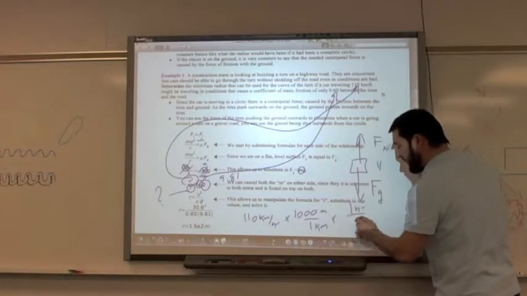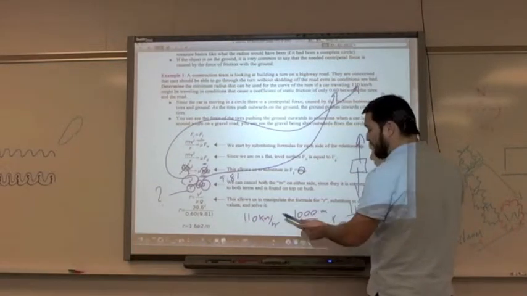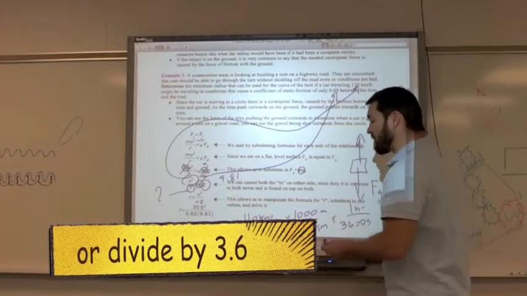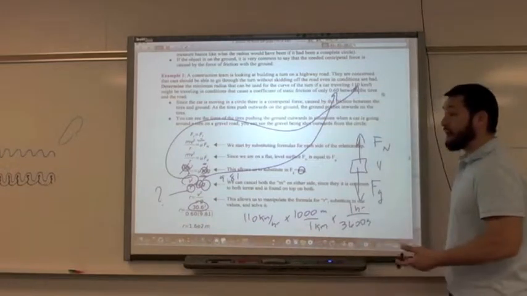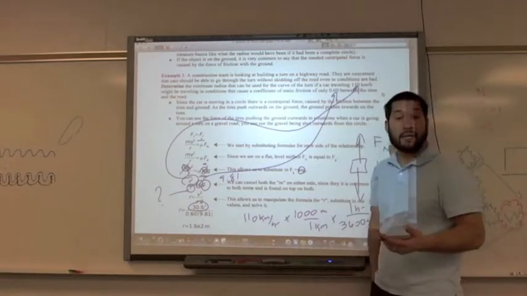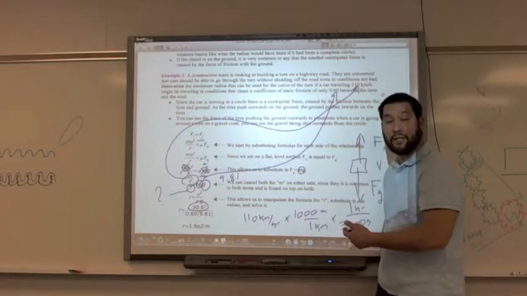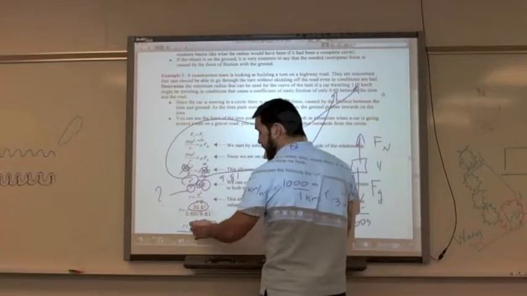So you take 110, multiply by 1,000, divide by 3,600, which should give us our velocity, which works out to 30.6 meters per second. If you do the math of 30.6 squared divided by our coefficient of friction, 0.60, and gravity, 9.81, we get our radius of 1.6 times 10 to the second.